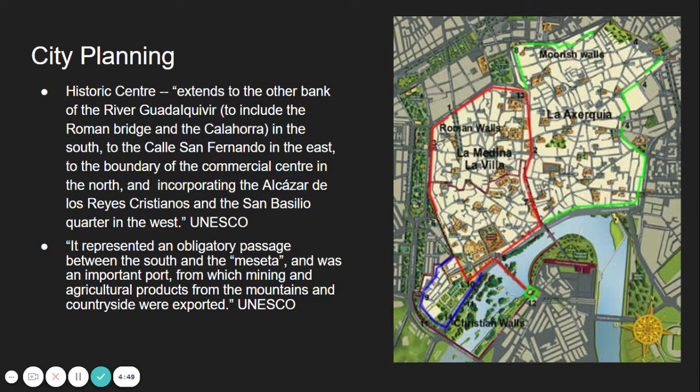So as you see here, in the historic area, here's the Mezquita right here. The historic area does include the old bridge crossing over the river. It's quite large, and it's really helped preserve the character of the building to have it around a historic center rather than having larger modern buildings built up around it.